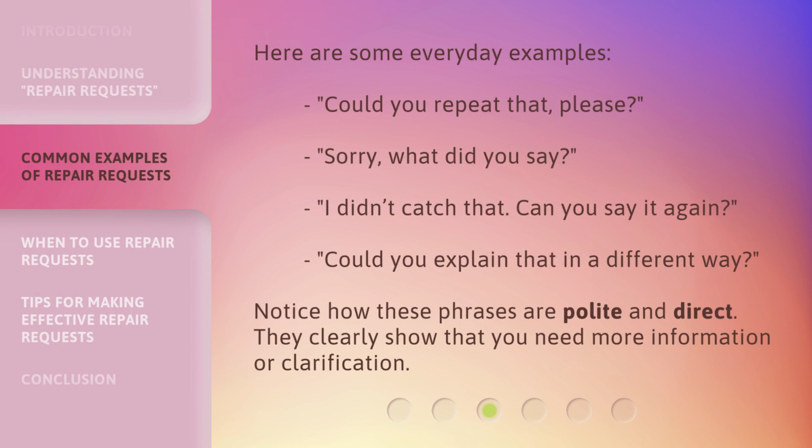Here are some everyday examples. Could you repeat that, please? Sorry, what did you say? I didn't catch that. Can you say it again? Could you explain that in a different way? Notice how these phrases are polite and direct. They clearly show that you need more information or clarification.